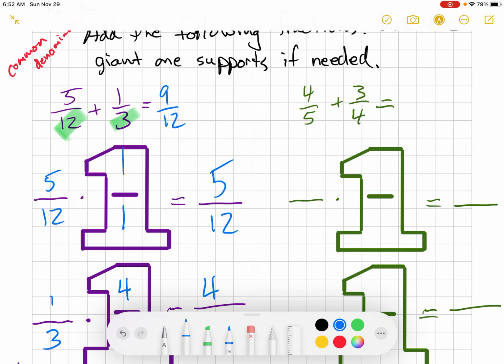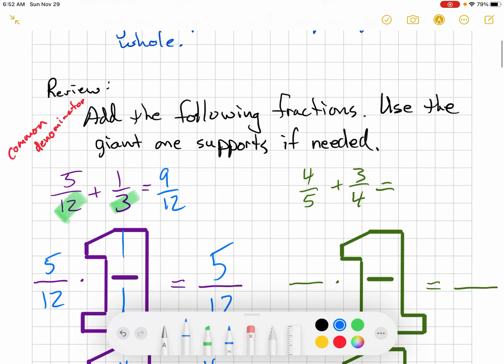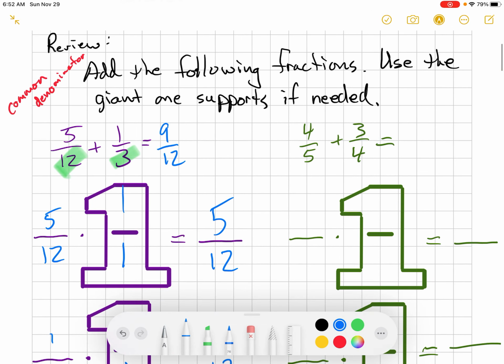Now, that's a good answer. It's not a great answer, though. And if you wrote that down as 9 twelfths for right now, at the beginning of the year, I'd be like, that's fine. By the end of the year, I'd be like, that's not okay anymore, right? Because you can simplify this. To simplify this fraction, we can recognize that both numerator and denominator have a 3 in them, right? When I divide them both by 3, 9 divided by 3 is 3, and 12 divided by 3 is 4.